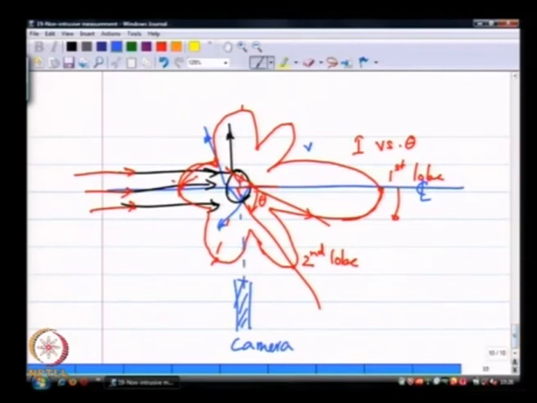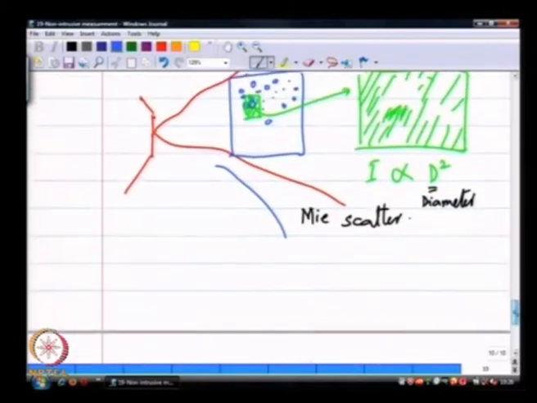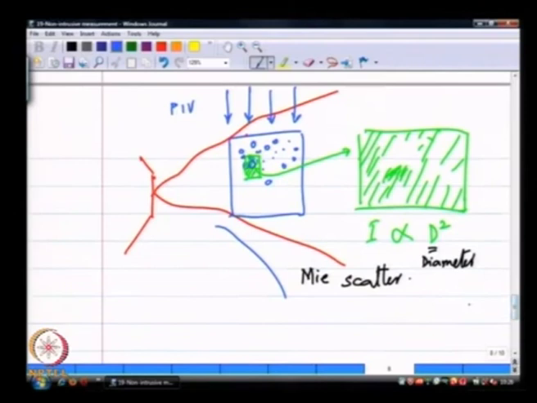And so, the intensity of the light scatter at the 90-degree position, if I do not change the angle, varies with d squared, varies as the diameter of the drop squared. So, it is essentially a phenomenon where the intensity is proportional to the surface area of the drop.